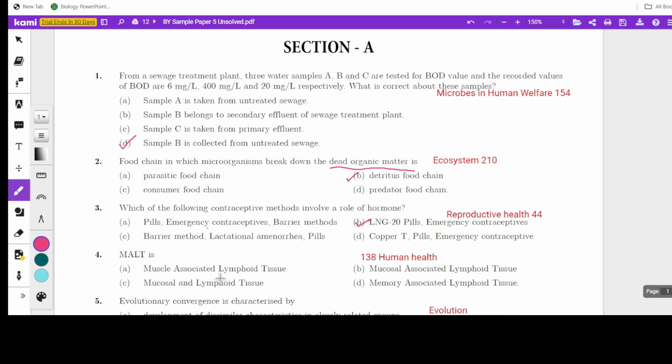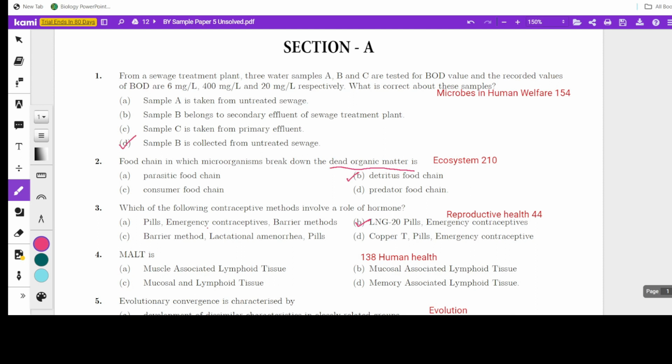Now coming to the next one. MALT is muscle associated lymphoid tissue, mucosal and lymphoid tissue, mucosal associated lymphoid tissue, memory associated lymphoid tissue. So you know that is something related to lymphoid tissue coming out of the chapter Human Health. So what is the answer? I hope most of you have got the answer, but still we'll confirm it.